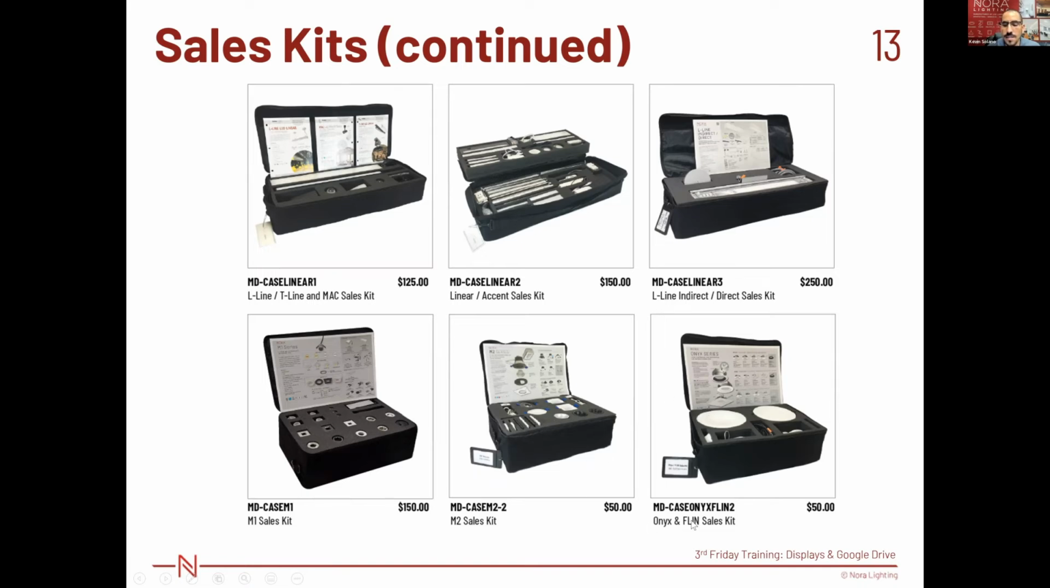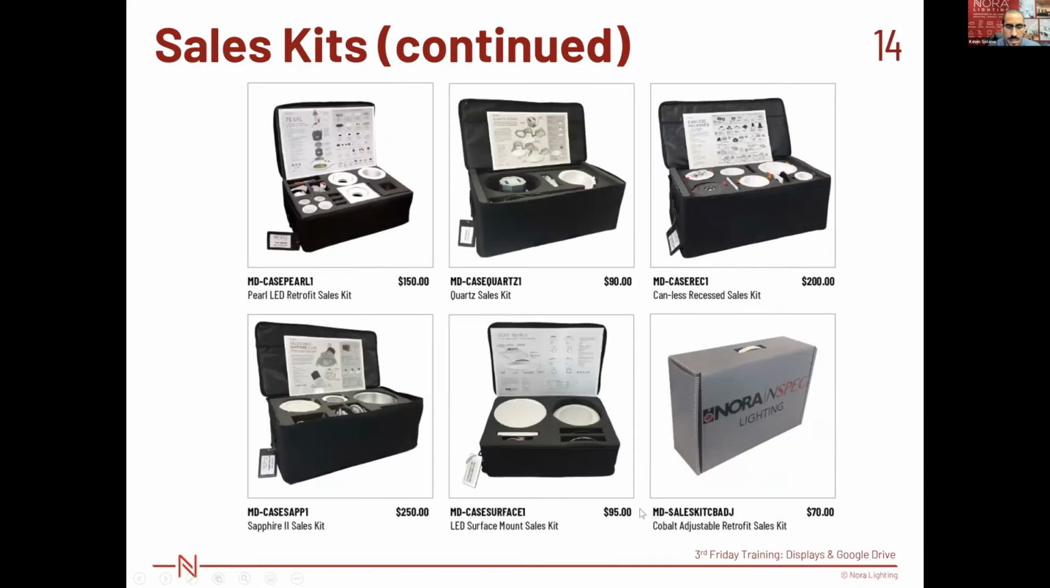And then we have the Onyx Flynn 2. This is an upgrade from the Flynn 1 because we include the new Flynns, the tunable ones. And then the Onyx line's also in there. More cases we have is the case Pearl 1. This shows 4 pearls, the modules, and some TIR optics. Then we have the Quartz 1, which shows our Quartz line.